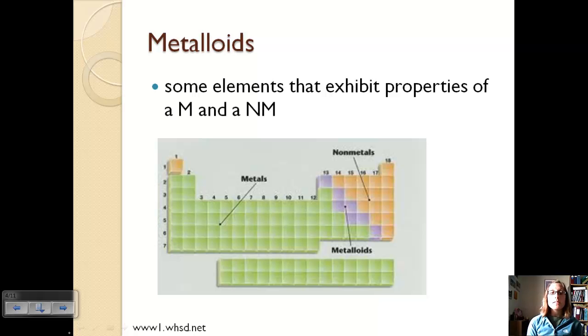Okay, the third type are metalloids. Metalloids are kind of a combination of metals and nonmetals. So they exhibit some properties of metals and some properties of nonmetals, and they're located right in the middle along this stair step. So they're this purple section.